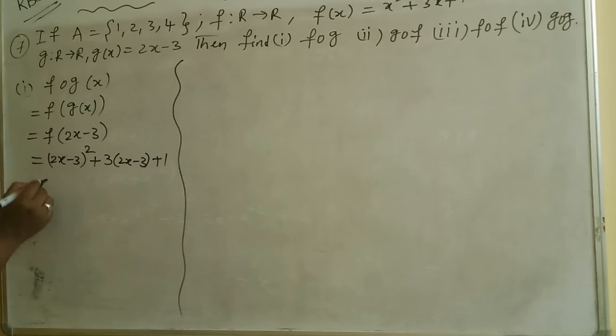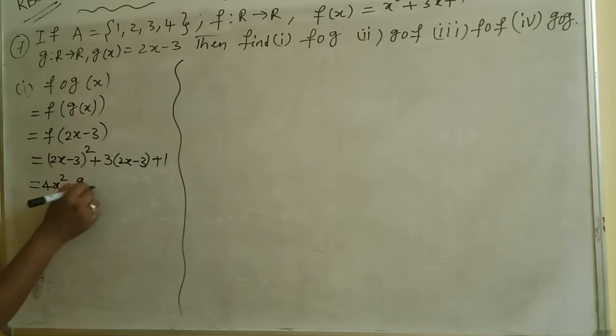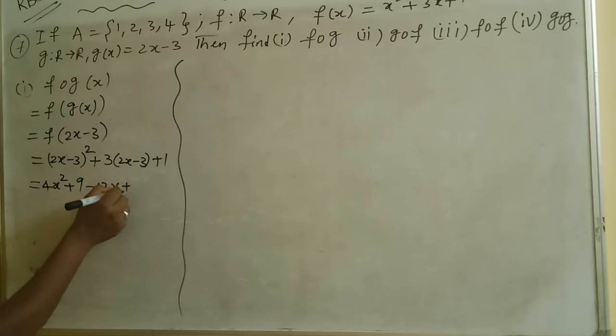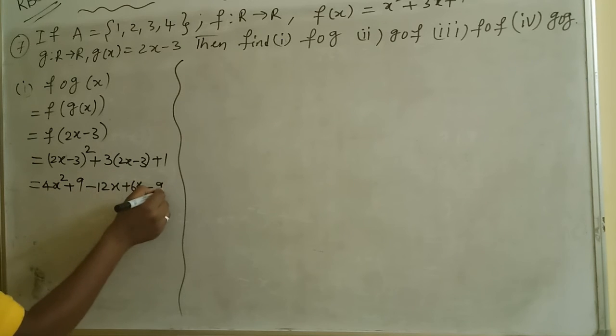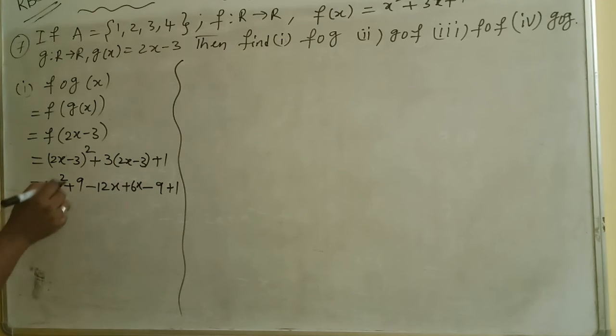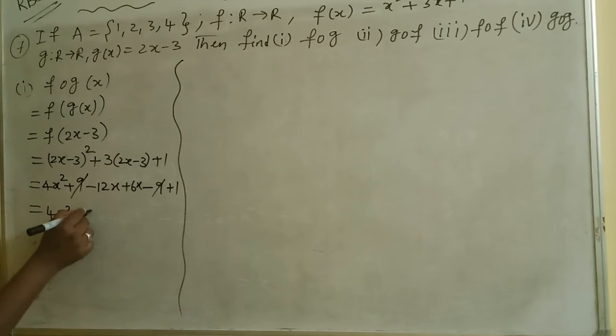Then what we can write, a minus b whole square, a square plus b square minus 2ab. So a square means 4x square plus b square means 9 minus 2ab means 2 into 2 into 3, 4 3s are 12, so 12x. Plus 3 2s are 6x, then minus 3 3s are 9 plus 1. So now plus 9 minus 9 get cancelled. 4x square minus 12x plus 6x is minus 6x, plus 1. So that is about your first one.